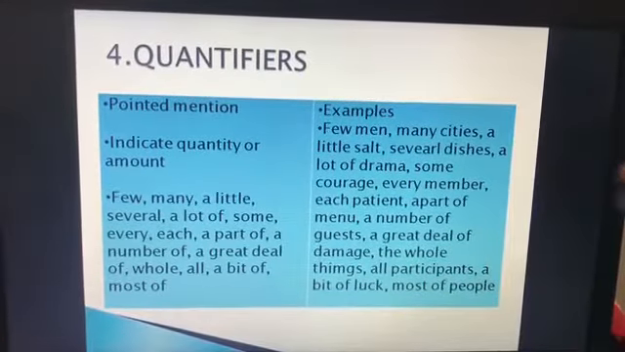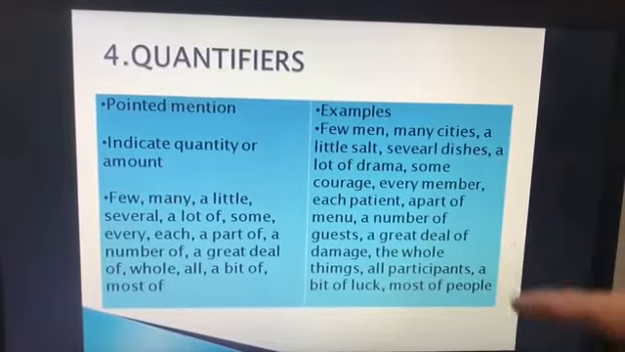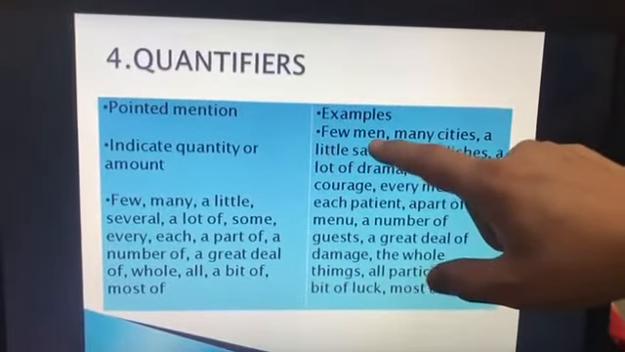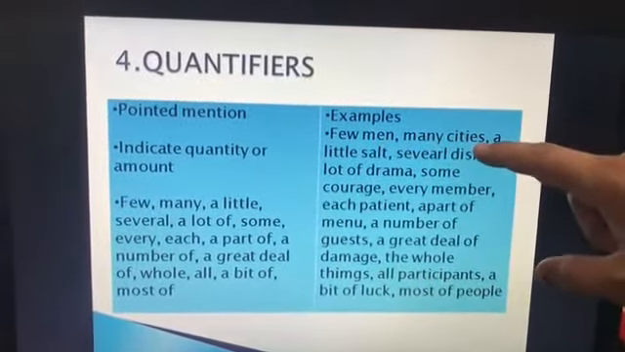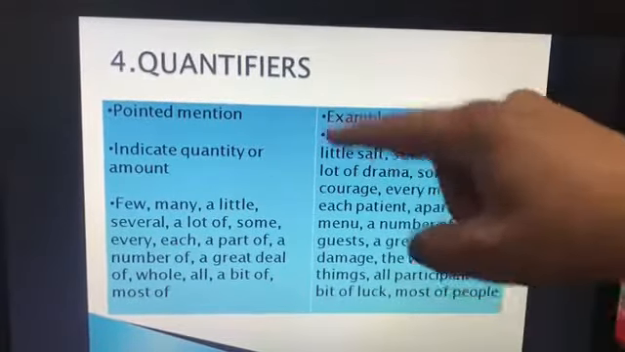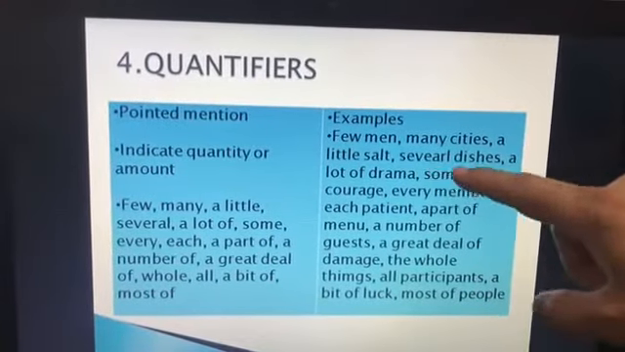Now let us see few words with which we are using these quantifiers. There are so many examples you can see. Few men means कुछ लोग, many cities, बहुत सारी cities, a little salt, a little we are using is quantifier, several dishes.